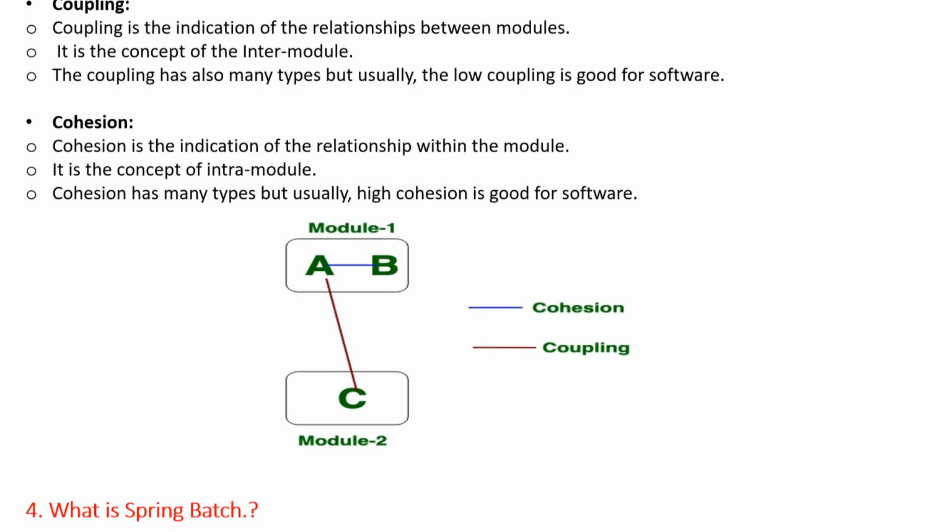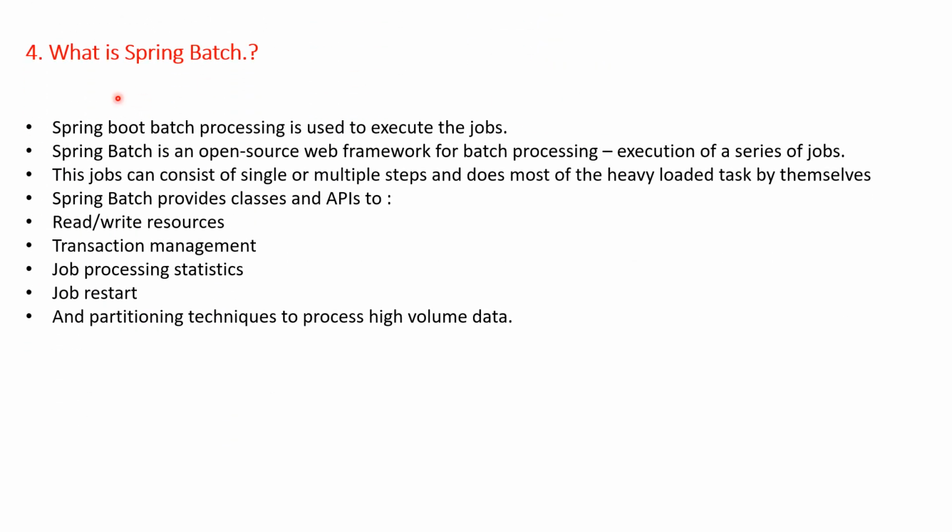And the next one is related to Spring. What is Spring Batch? Spring Boot batch processing is used to execute jobs whenever we have such a requirement. For example, if you want to trigger a mail at a specific time, daily or weekly, or based on our requirement to execute that particular job, we can use batch processing, which is mainly used to execute jobs.